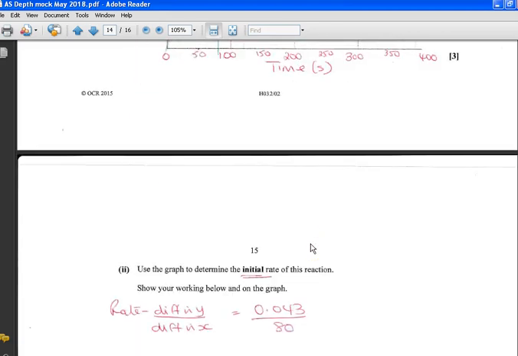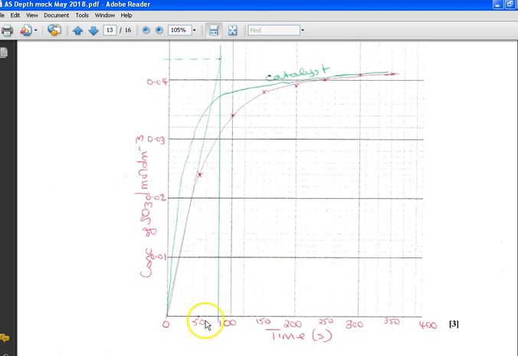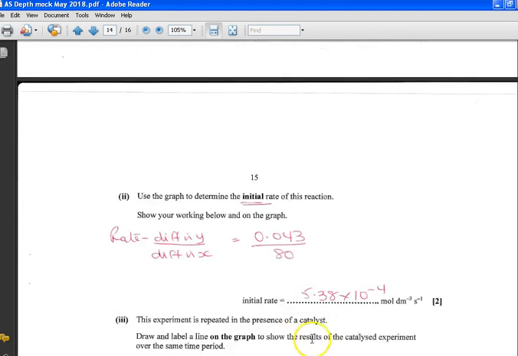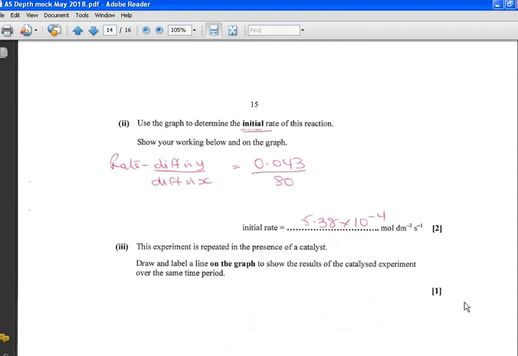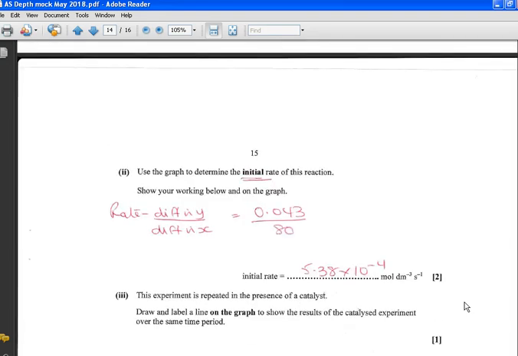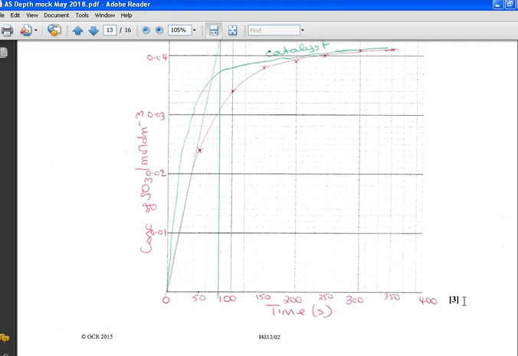0.04, what did I say, 0.043 coming across here, and 80 seconds across the bottom. Okay, do the calculation and there's the answer. But don't forget how to work out initial rate. And initial rate is, you have to draw a tangent. So if you hadn't got the tangent on the graph there, you couldn't get the mark for it.